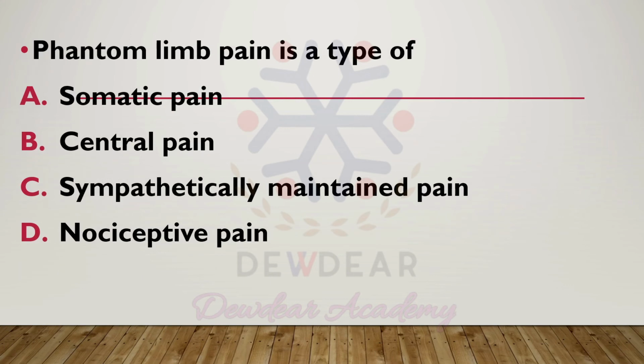Next question. Phantom limb pain is a type of? Options are somatic pain, central pain, sympathetically maintained pain, nociceptive pain. Correct answer is option C, sympathetically maintained pain.